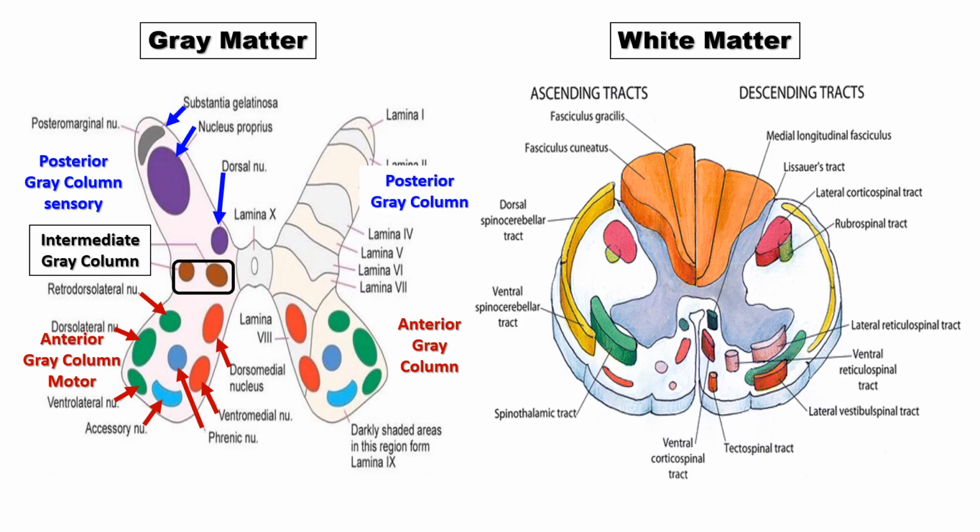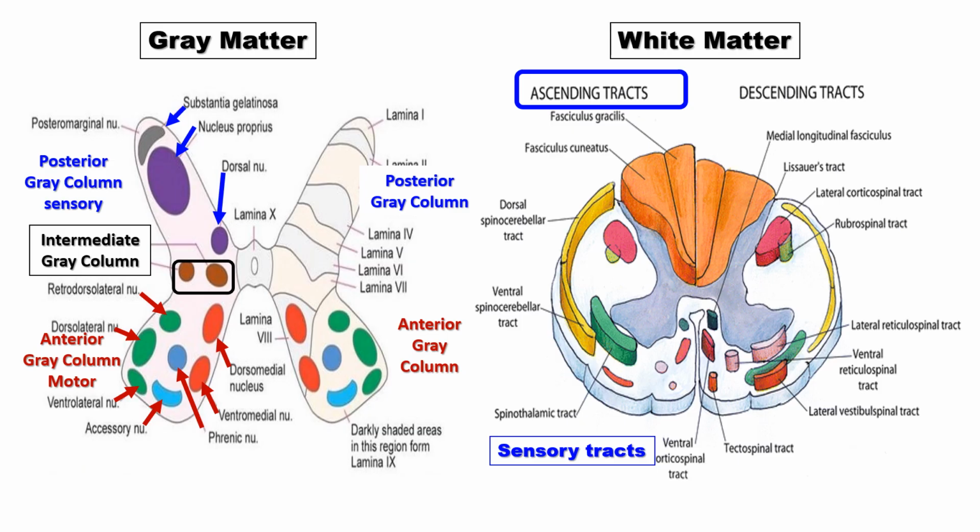Intermediate gray column has two groups, medial and lateral. The intermediate gray column is present in the thoracolumbar region from T1 to L2 and in the sacral segments S2, S3 and S4. Thoracolumbar region gives rise to the preganglionic sympathetic fibers, and the sacral segments give rise to the preganglionic parasympathetic fibers.